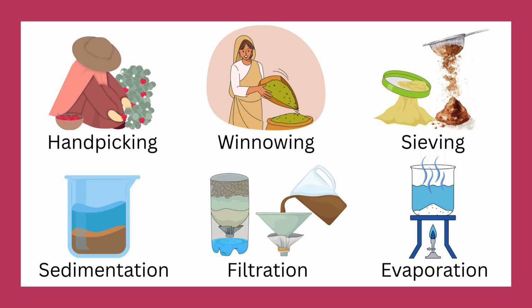Filtration. You can pour muddy water through a cloth. The cloth is a filter that traps the dirt and lets the clean water pass through. Evaporation and condensation. When you heat water, it turns into a vapor and goes into the air. This is evaporation. If you hold a cool metal plate over the hot water, the vapor will turn back into little drops of water on the plate. This is condensation.